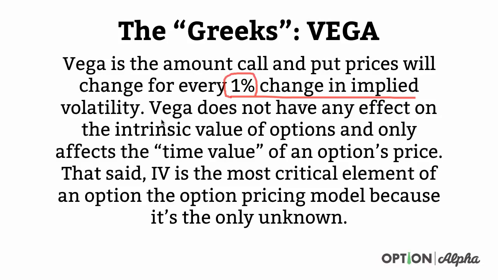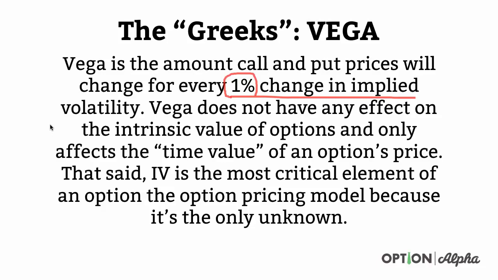Now, vega does not have any impact on the intrinsic value of the option, because it doesn't really matter if the stock moves. It's all based on implied volatility in the market. So it doesn't have any impact on the intrinsic value of the option and only affects the time value of an option's price. Now, that said, IV is the most critical element of an option and the options pricing model, because it's the only unknown component.